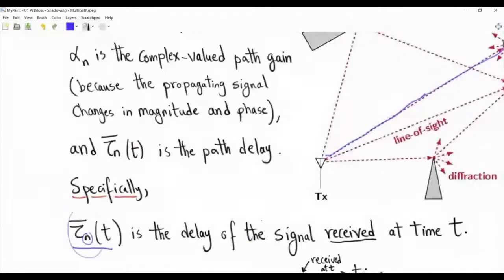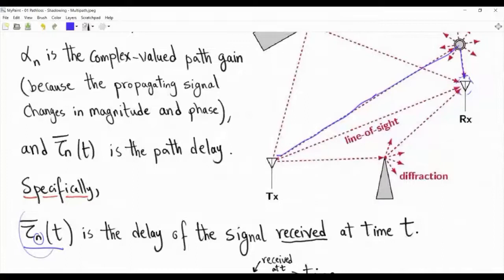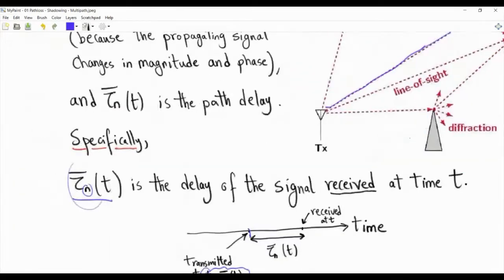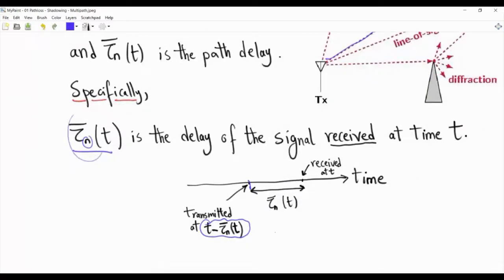Why? Because these guys are moving. Typically they will be moving, and if they are moving, then the path lengths are changing, and because they are changing, the delay will change, so the delay itself is indeed a function of time. Okay, any questions?